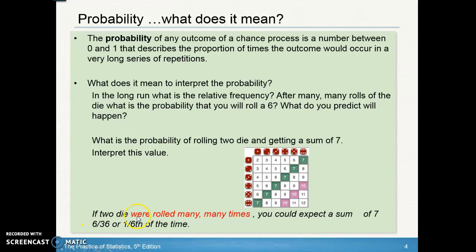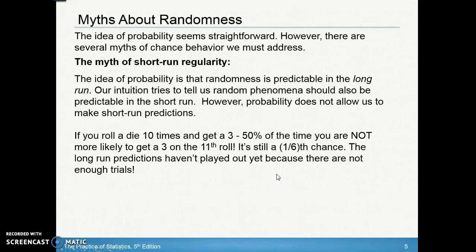So if 2 dice were rolled many times, we would expect a sum of 7, 6 out of 36 or 1/6 of the time. And this is all the possibilities here. If I roll 2 dice, there's 36 possibilities. All right, so the idea of probability is pretty straightforward, but there's a couple myths of chance behavior that we just need to address before we move on.